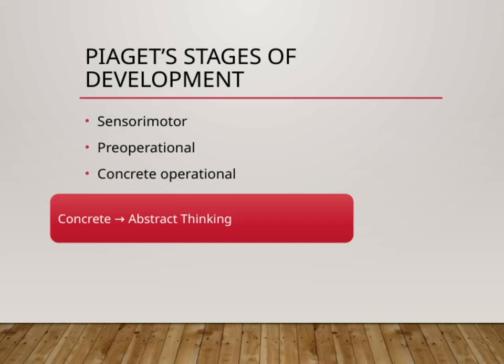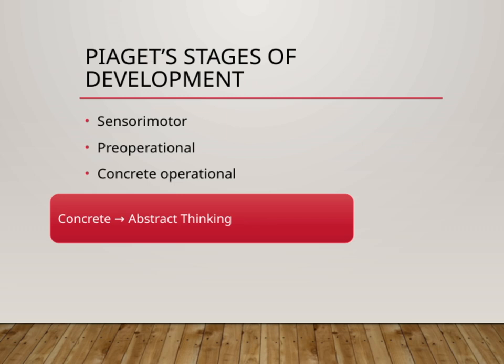Let's take a closer look at Piaget's stages of development, focusing on how children move from concrete to abstract thinking. Starting with the sensory-motor stage, which covers infancy, children learn about the world mainly through their senses and actions. It's all about exploring their environment physically.